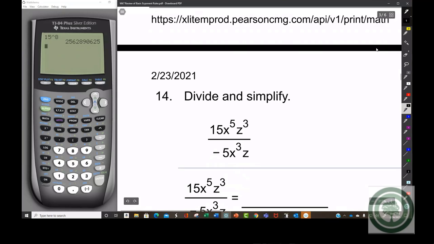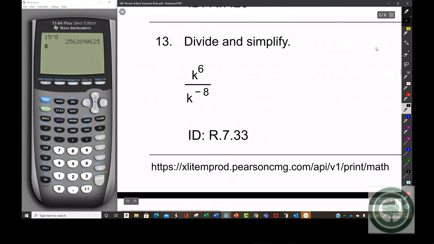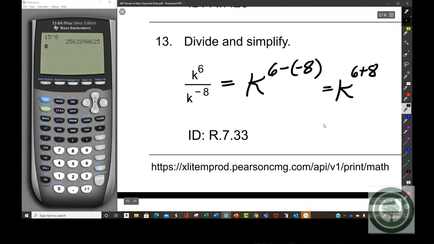Now you see, we just keep doing the same thing. Might as well do this. The bases are alike. K^(-8) equals K^(+8), which will be K^14. And that is simplified.